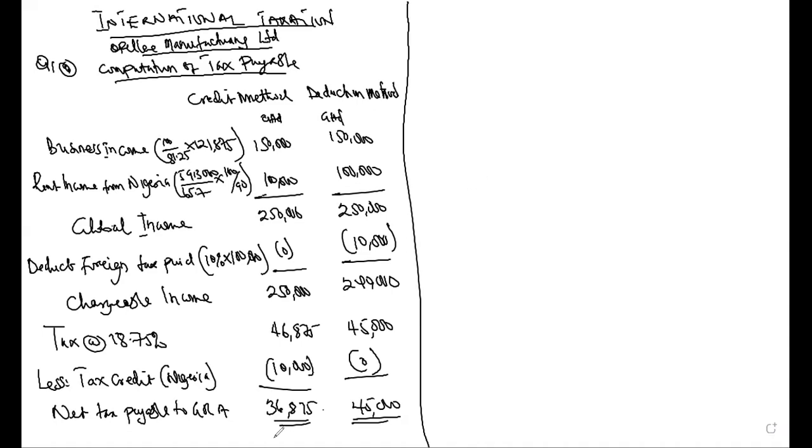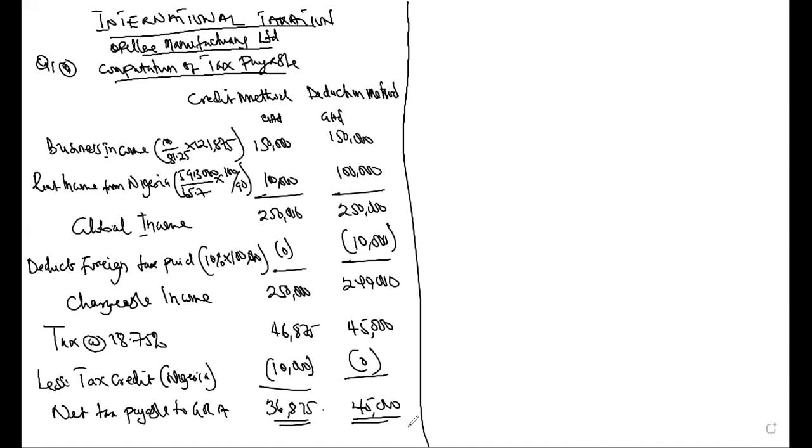Now, under the credit method, net tax payable to GRA is 36,875 Ghana cedis. Under the deduction method, it is 45,000 Ghana cedis. So if the government wants to generate more revenue for development, they should go with the deduction method, which will give them 45,000 Ghana cedis through taxation. But the taxpayer will prefer the credit method because there will be some form of tax savings.